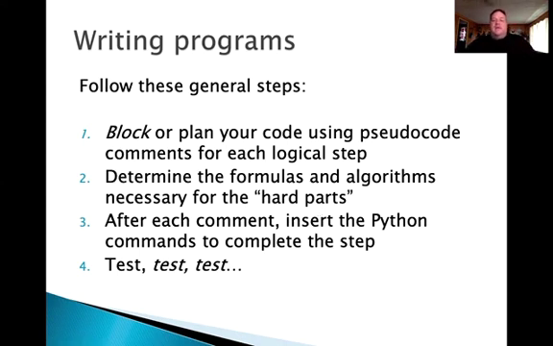All right, so once again, writing programs. We follow these general steps. First, block or plan out your code using pseudocode comments. Then determine all the formulas and algorithms you need. If you don't remember the formula for calculating the volume of a sphere, you can go look it up. Then after each comment, insert the Python command right after the comment that completes the step, and then test, test, test, test, test, right?